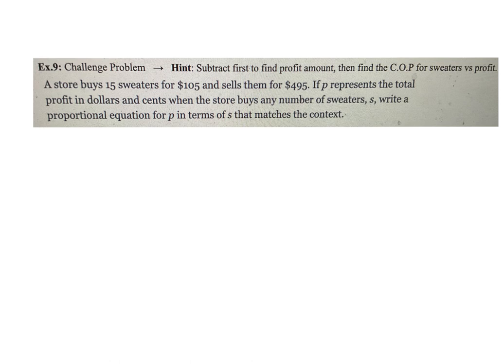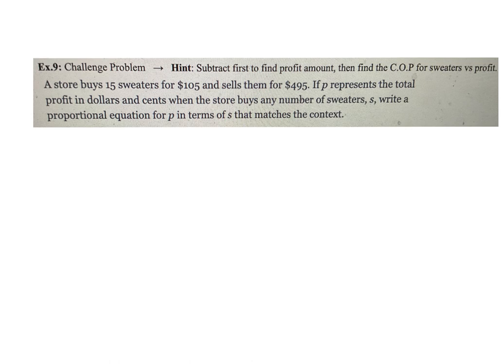All right, so this one's called a challenge problem. The hint says subtract first to find the profit amount, and then find the COP for the sweaters versus the profit. Okay, so a store buys 15 sweaters for $105, sells them for $495. Okay, if P represents the total profit in dollars and cents when the store buys any number of sweaters, S, write a proportional equation for P in terms of S that match the context.